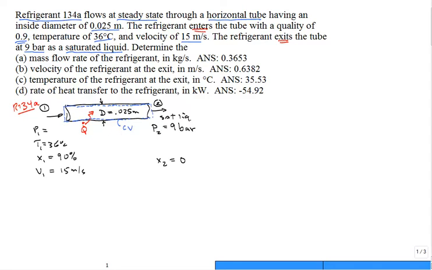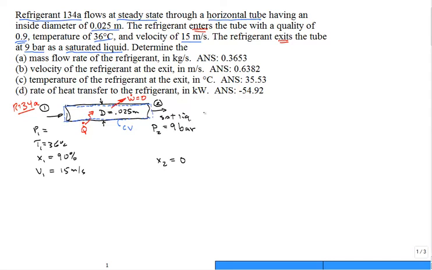And even though there's not the possibility of a shaft power going out, I'm going to show it as W dot, but then it's equal to 0 because there is no shaft power in or out. It's just a tube and flow through the tube. Okay. But the Q dot and the W dot are for our energy balance. Okay. So let's just focus on part A. What is the mass flow rate of the refrigerant?